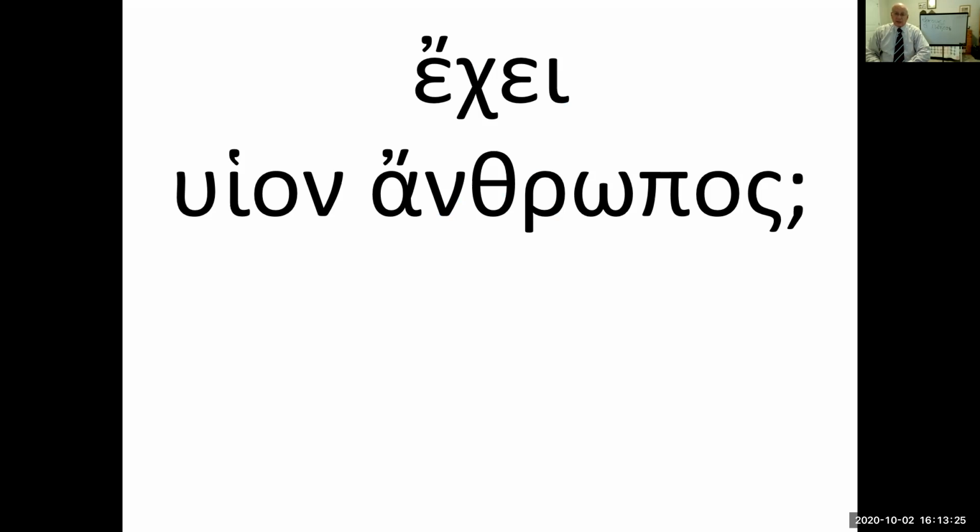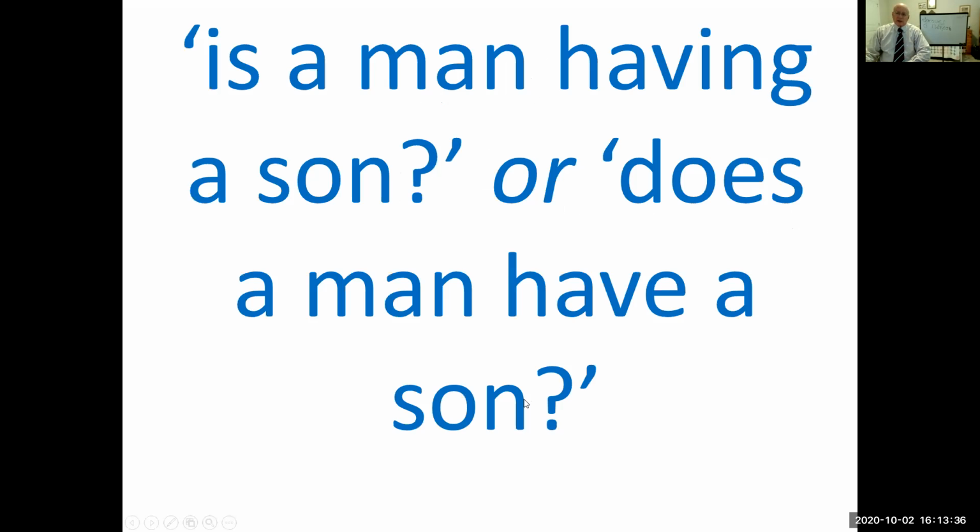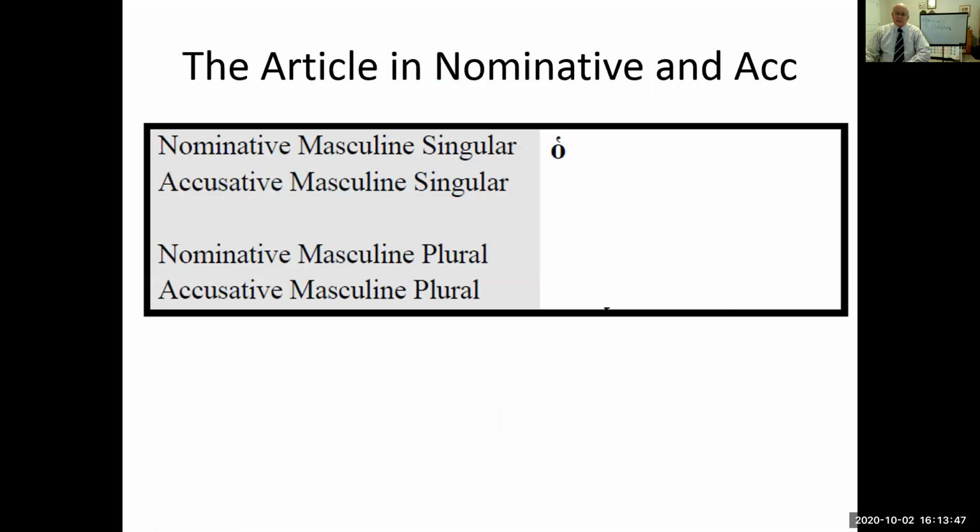We have to say, does a man have a son? We can't just say, a man has a son. We can, but it's not good English. Does a man have a son is the proper way to ask the question in English. It's how we would translate this. If we use the progressive, then we can say, is a man having a son? But usually we say, does a man have a son?